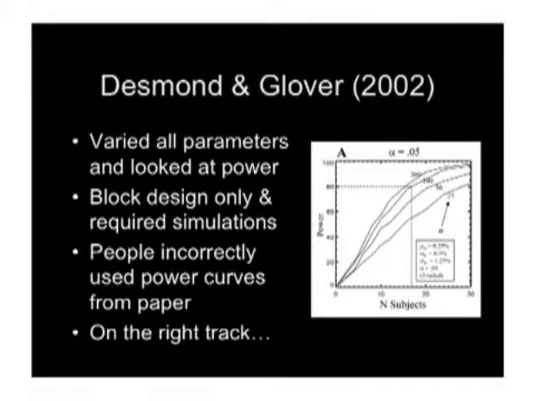But back in 2002, there's a paper by Desmond and Glover, and they were really the first to look at the mixed model for fMRI data, to pick apart the mixed model. Two of the components in the mixed model that make this tricky are that you have two variance components, a between subject variance and a within subject variance. And they went through and estimated these parameters, and they studied power under different situations.